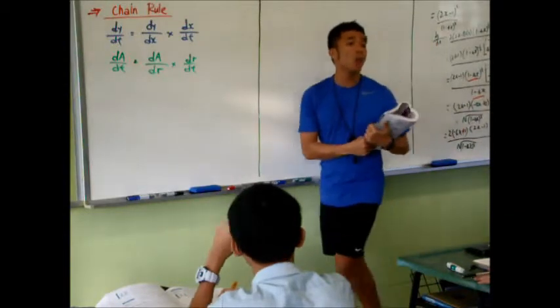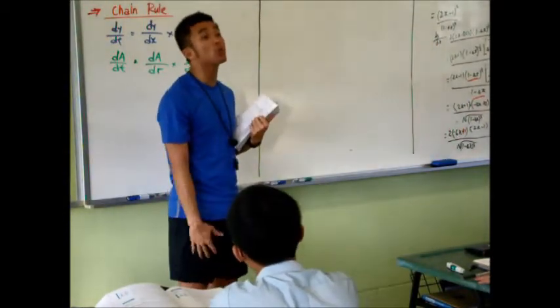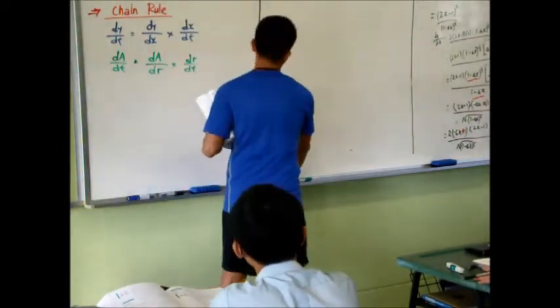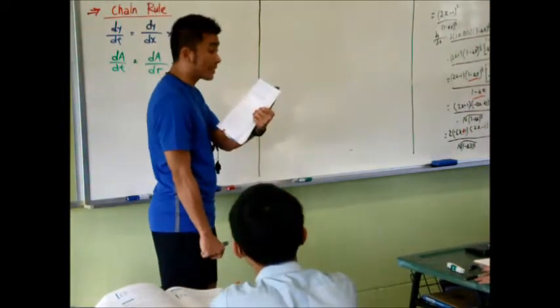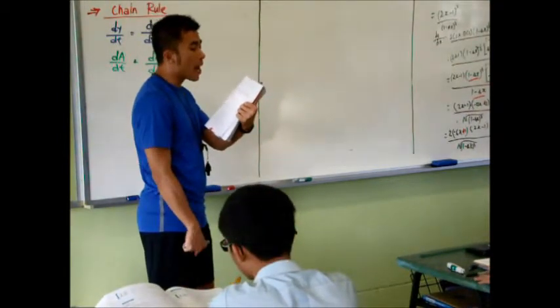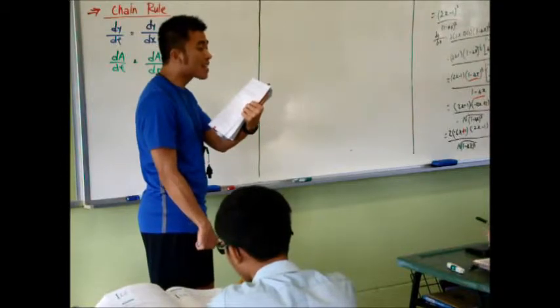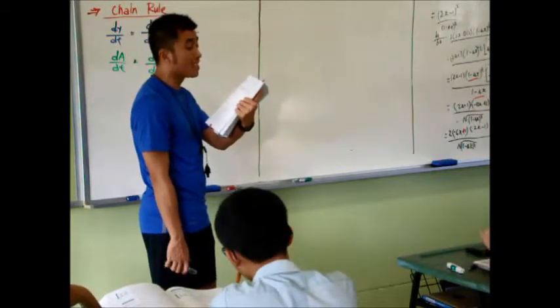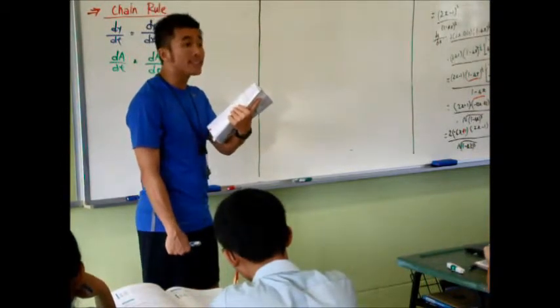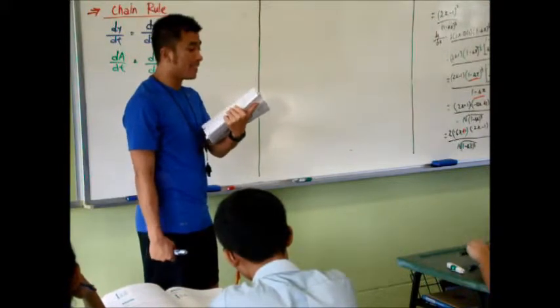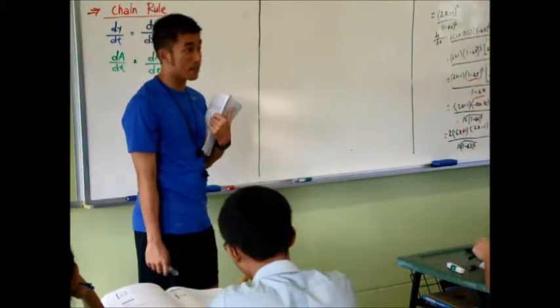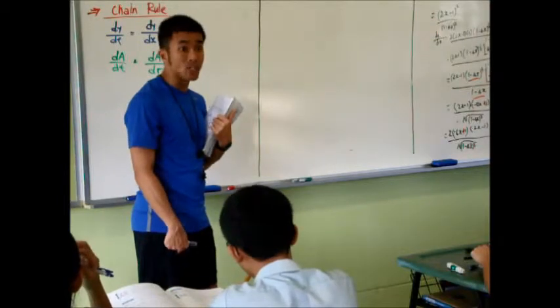I know many of you will not be able to get started because you don't really know what you need to do. Okay, let us read sentence by sentence. The radius of a sphere increases at the rate of 0.1 cm per second. What is the rate of change we are looking at? Is it the sphere or is it the radius? It's the radius of the sphere.